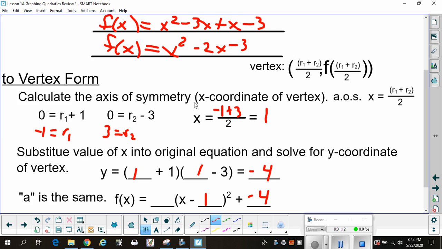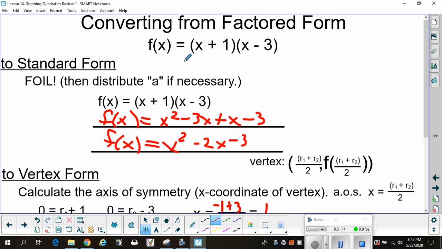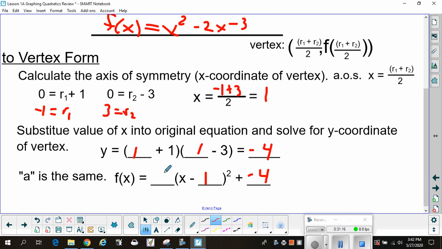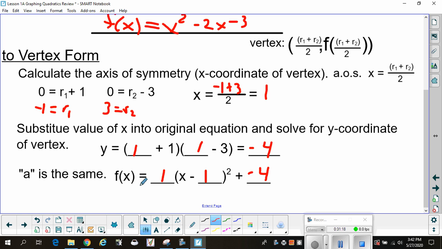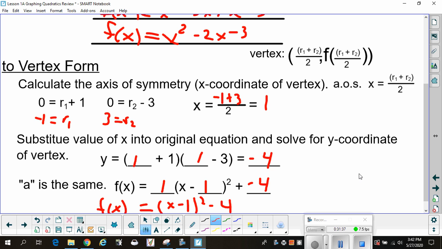Then I look back up here, and the value of a is 1. So I don't really need to put the 1 there. So this would really best be written as simply f of x equals x minus 1 quantity squared minus 4. Okay? And that's going back and forth. You have to think about what do you know, what do you need, and go from there.